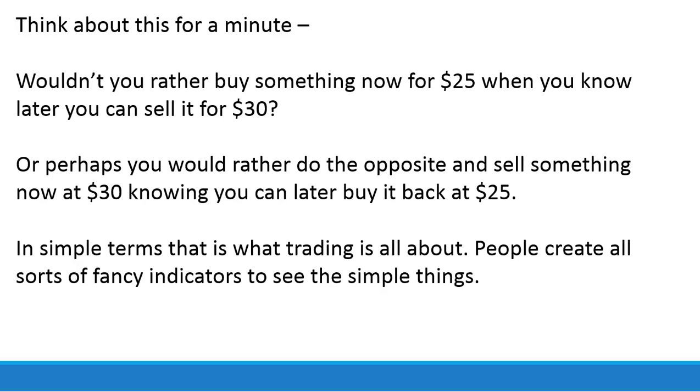People like to create all sorts of fancy indicators to see the simple things. Basically, I think there are 4 combinations: buy low, sell high; buy high, sell higher; sell high, buy low; and sell low, buy lower. You're not trying to reinvent the wheel or anything like that. It's just basic economics. You want to make a profit on something, and there are 2 ways to do it: you buy low, sell high, or sell high, buy low.